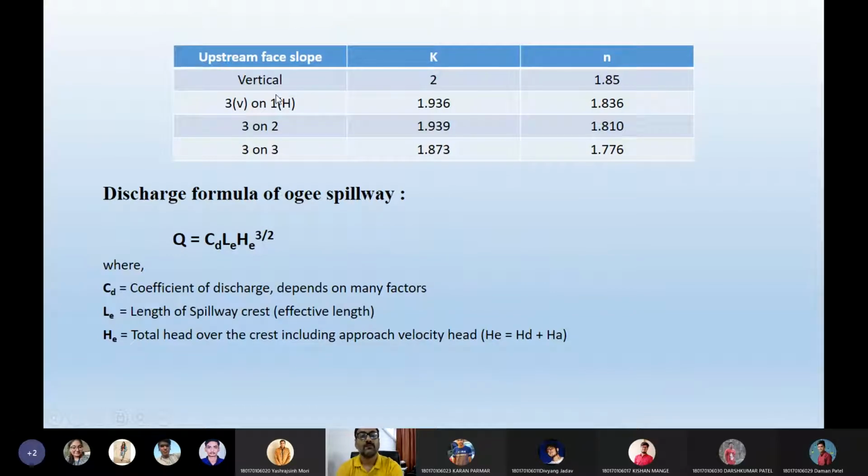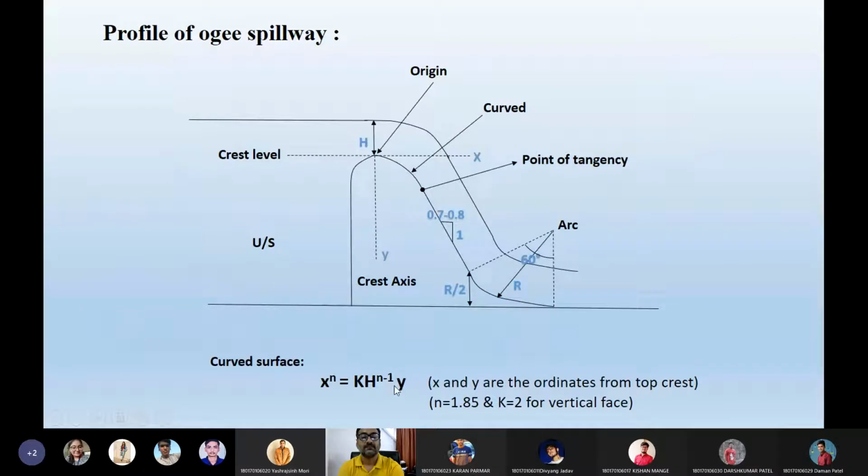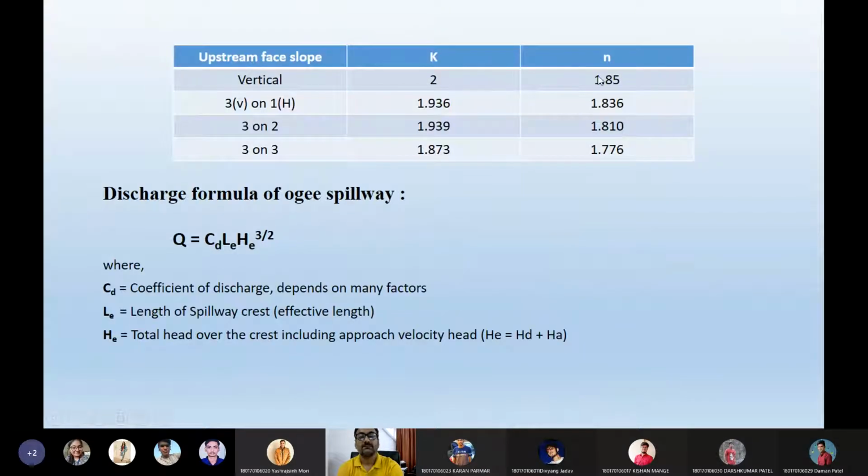Here the upstream face slope and the values of K and n are provided in this formula. For vertical, the value of K is 2 and the value of n is 1.85. For 3 vertical on 1 horizontal, K is 1.936 and n is 1.836. For 3 on 2, the value of K is 1.939 and n is 1.810. And for upstream face slope 3 on 3, the value of K is 1.873 and the value of n is 1.776.